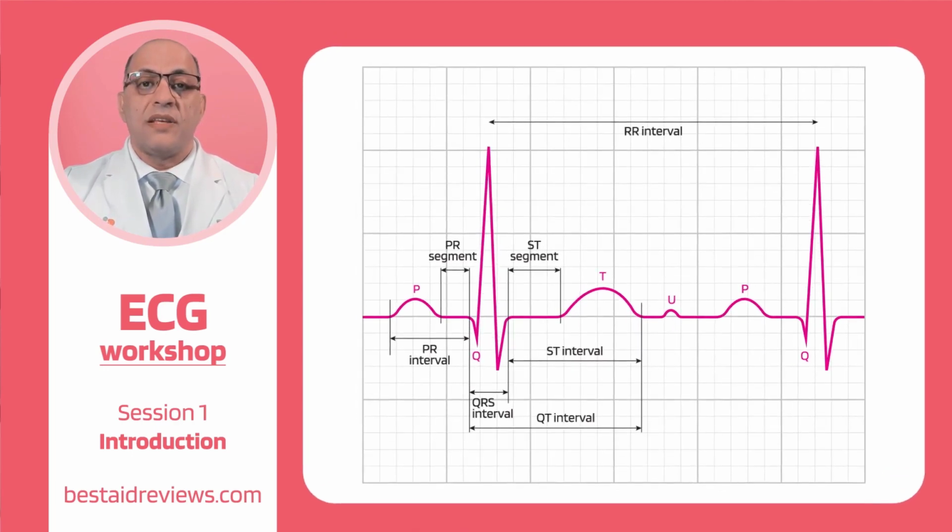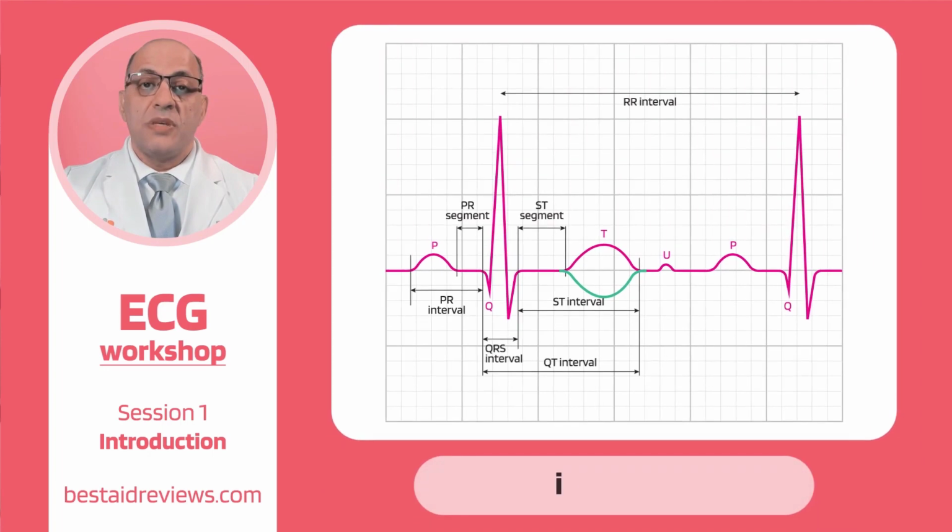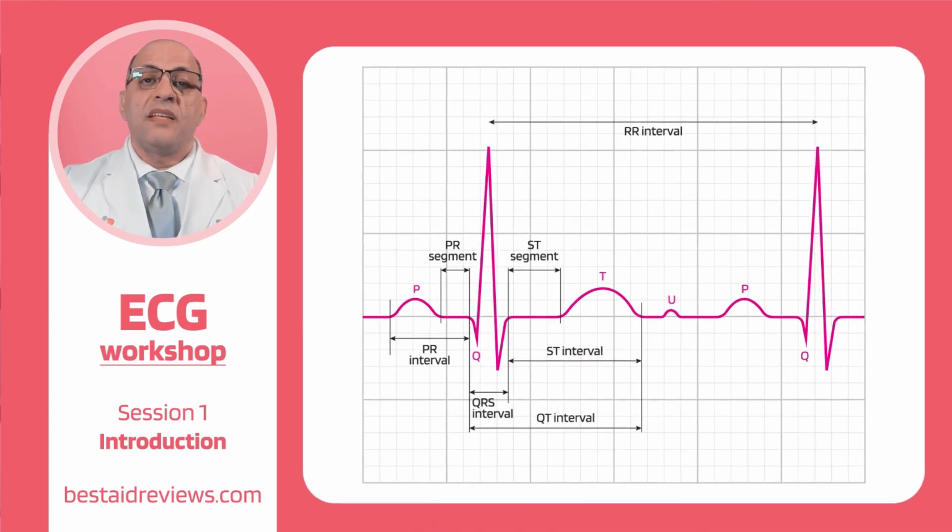Then we look at the T wave. An inverted T wave is a sign of ischemia or myocardial infarction in some cases. The segments and intervals. So let's look at the PR interval. The PR interval is a sign of AV node delay. If it is prolonged, then you have first degree heart block as one of your differentials.